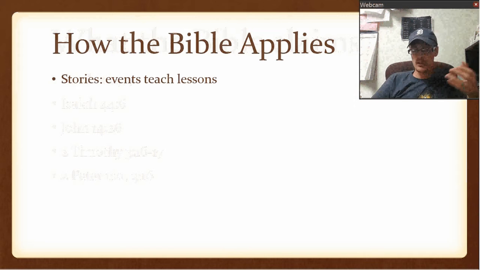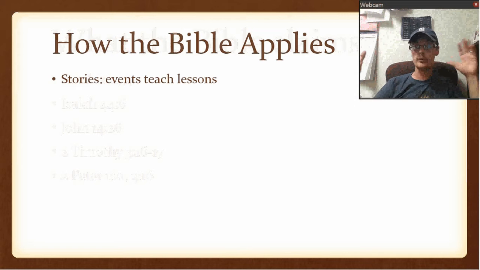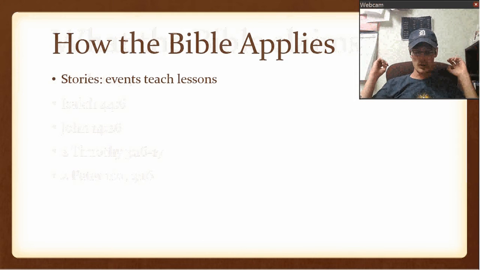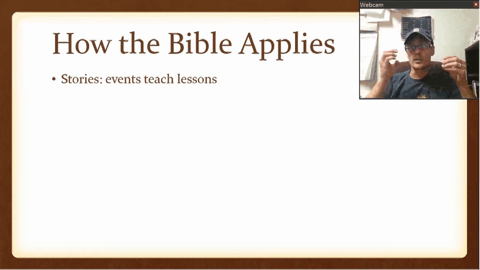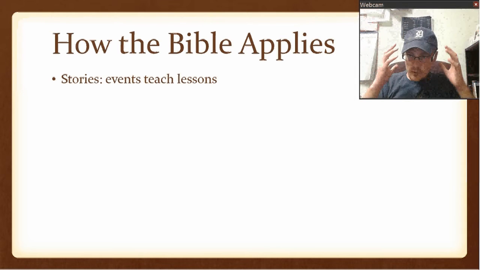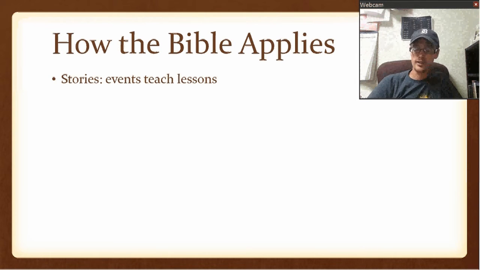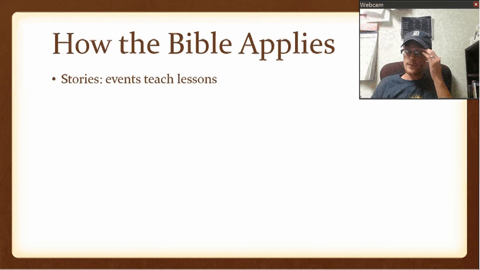There's stories. We see this with Genesis about the ark and the flood and the global flood. We see the story of Adam and Eve. In First and Second Kings, we see the stories of the different kings of Israel and Judah and whatnot. So with these stories, they teach lessons. The events themselves teach lessons. And that's kind of how you understand how it applies to you today. You read the story, and it will show you something through that story.